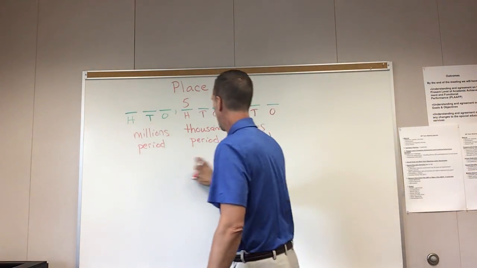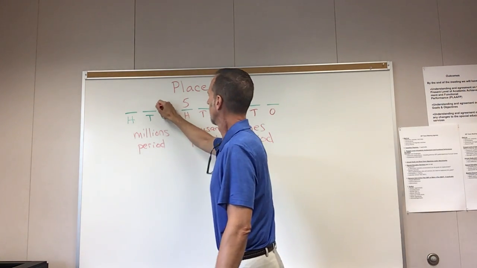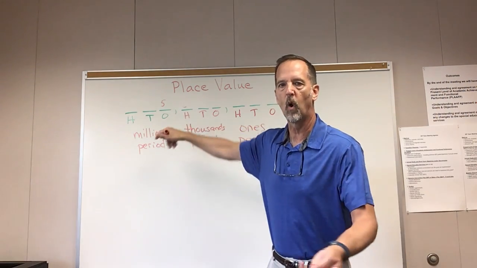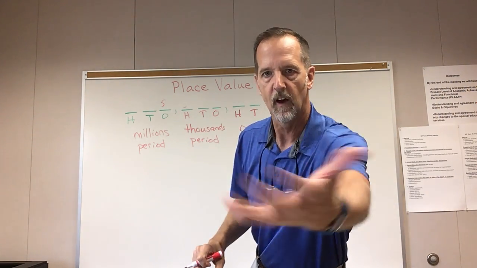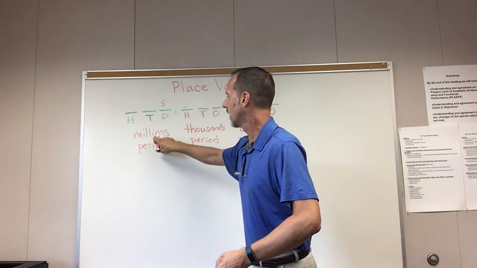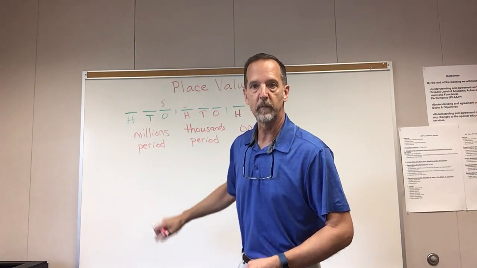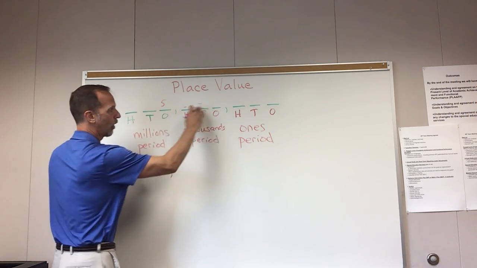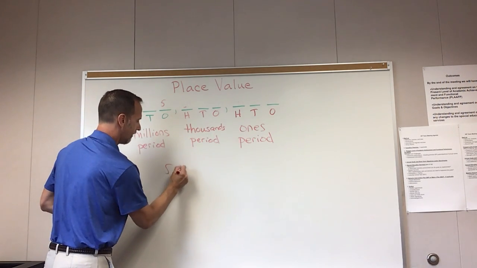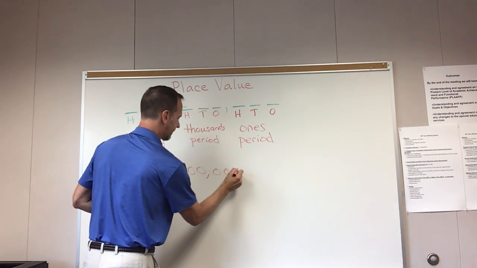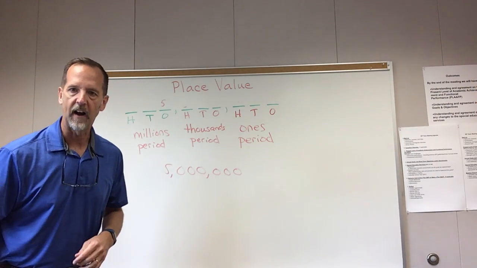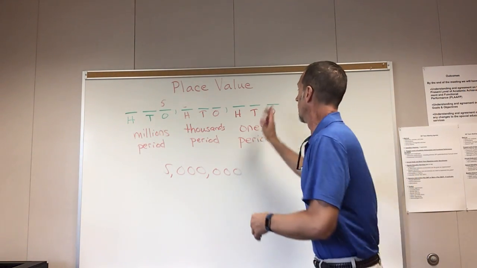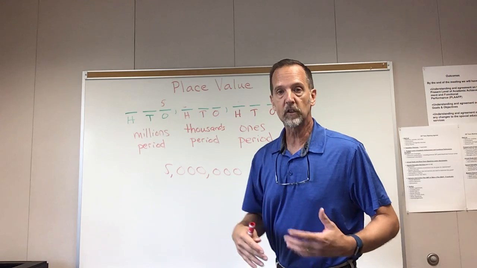What if we put that 5 out here? Okay? What place is it in? It's in the ones. 5 in the ones place, we just say 5. But now it's 5 million. It's 5 million. What does that look like? It's going to be the 5 where it is, and then all these places have zeros. 5 million. 5 million. Okay?